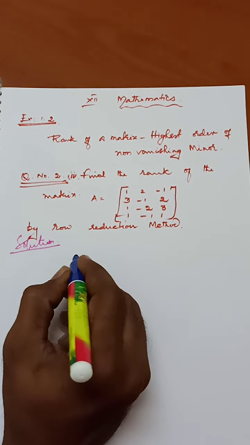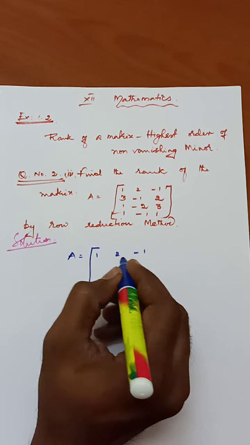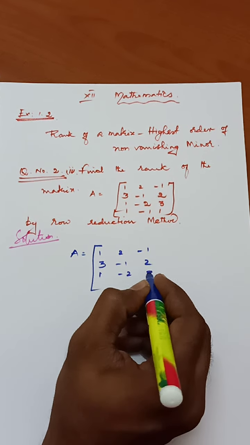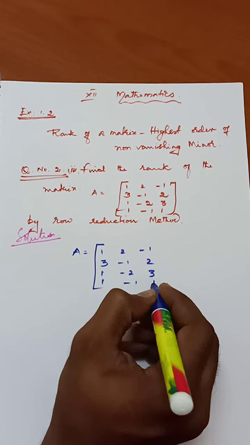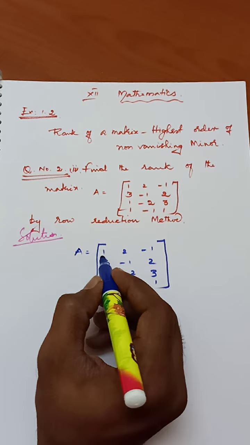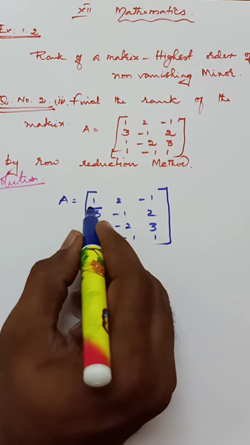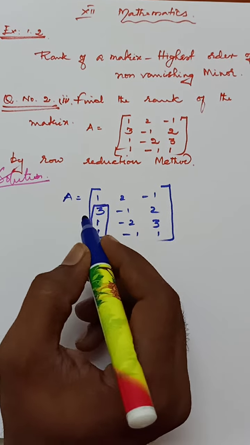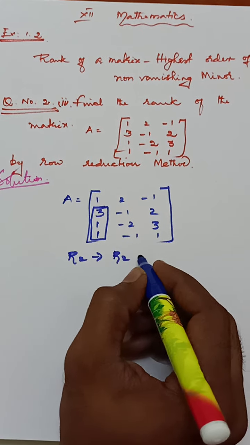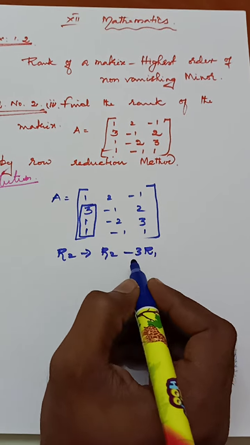It is given that A equals 1, 2, minus 1; 3, minus 1, 2; 1, minus 2, 3; and 1, minus 1, plus 1. Okay, so first I need 1. Luckily I have 1, so in these 3 places we need 0. So what I am doing: R2 tends to R2 minus 3R1. Why is it 3R1? Here you have 3, so it is 3R1.